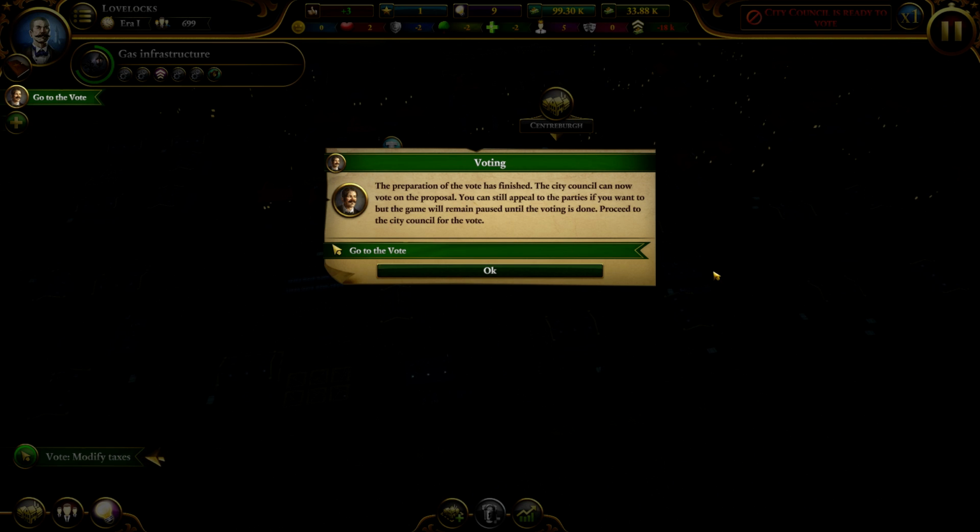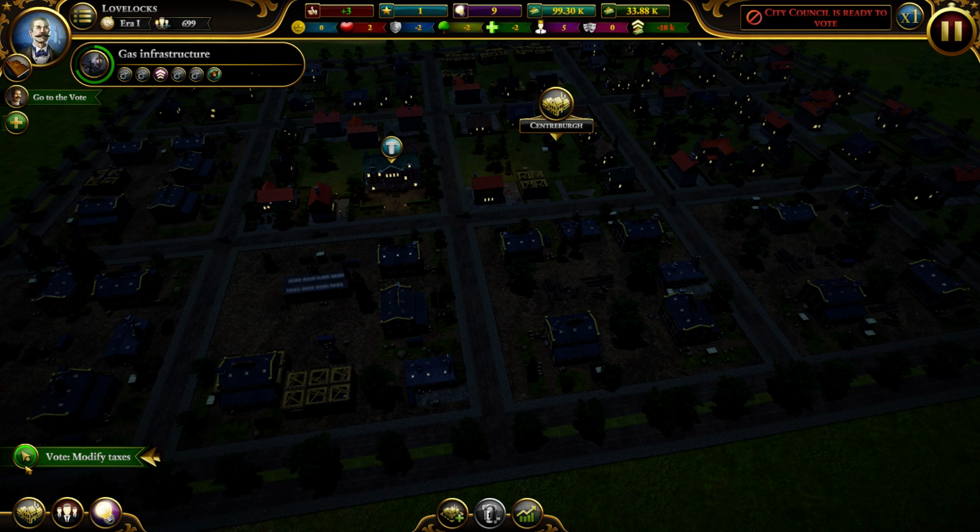The preparation of the vote has finished. The city council can now vote on the proposal. You can still appeal to the parties if you want to, but the game will remain paused till the voting is done. Proceed to the city council for the vote. The vote is happening.